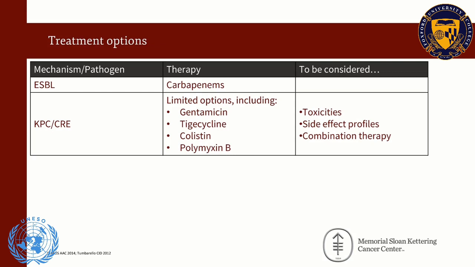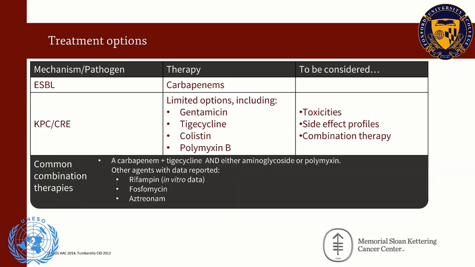The data supporting combination therapy is derived mostly from observational retrospective cohorts and outbreak investigations, with all the limitations that those types of studies entail. The most common combination therapies include a carbapenem plus tigecycline, and either an aminoglycoside or polymyxin. Other agents have also been reported as part of combination regimens for treatment of carbapenem-resistant infections, including rifampin, based on in vitro data, and fosfomycin, the IV formulation of which is not available in the U.S.